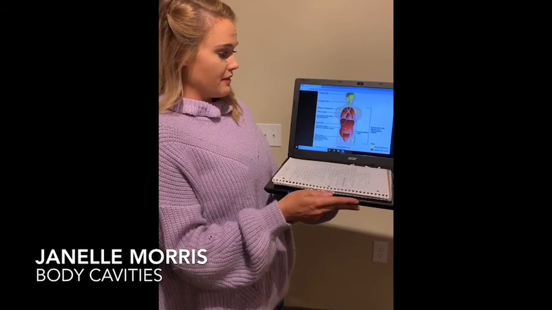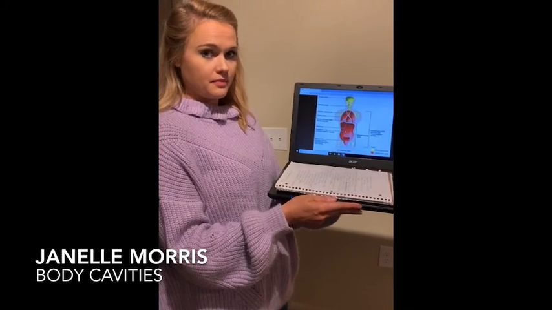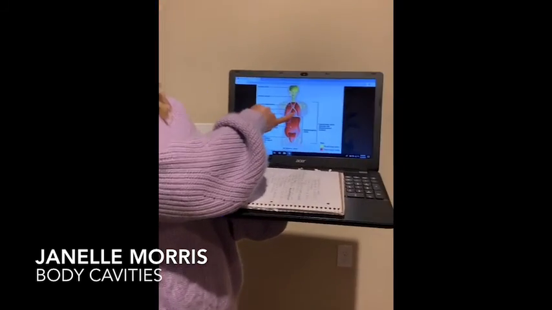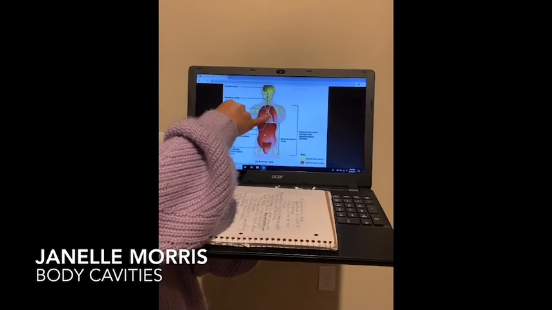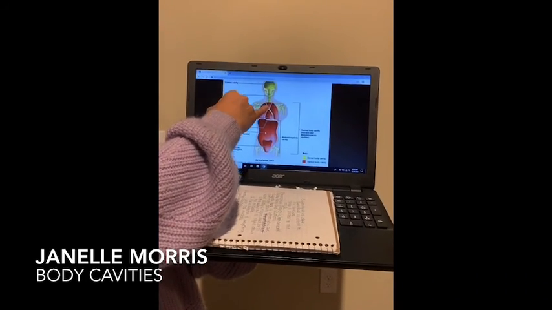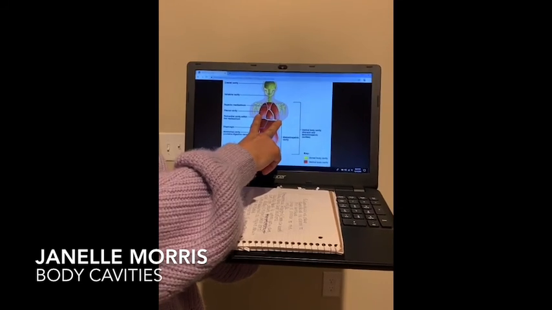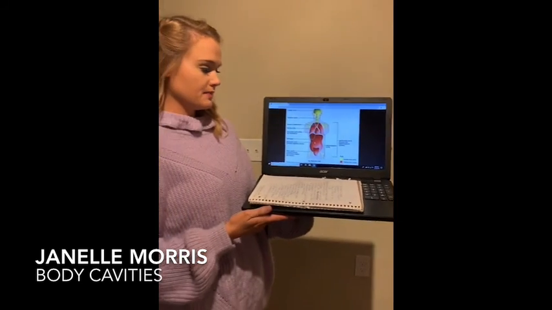The next cavity I'm going to be talking about is the ventral body cavity. The ventral body cavity contains the thoracic cavity, which is the pericardial cavity, your heart, the mediastinum, and the pleural cavity, which is your right and your left lungs.